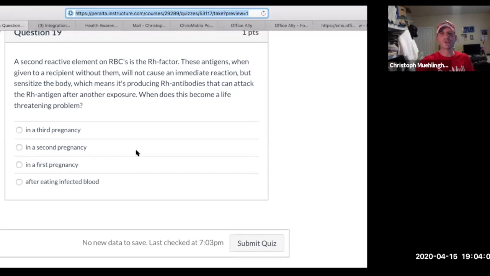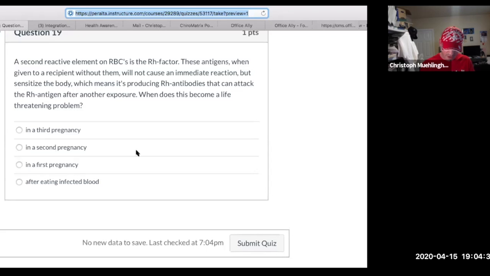And, of course, we still have something else. We have a second reactive element on an RBC. It's called the Rh factor. And these antigens, when given to recipients without them, will not cause an immediate reaction, but sensitize the body, which means it's producing Rh antibodies that then can attack the Rh antigen after another exposure. When does this become a life-threatening problem?